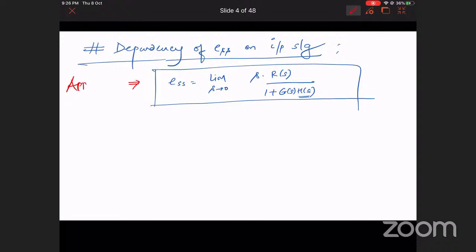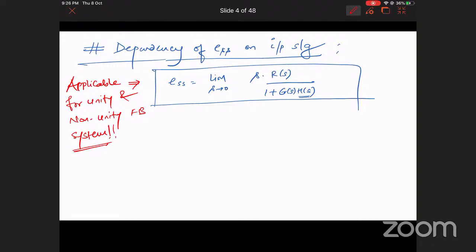This formula is applicable. I'll tell you definitely wherever it is not applicable. So it is applicable for unity as well as non-unity feedback system, guys. I hope you understood this, guys.